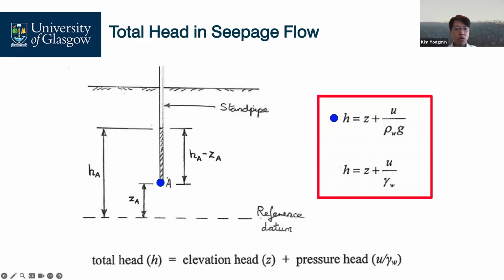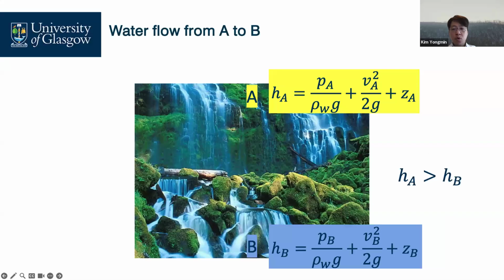To make sure that our total head HA equals the elevation head, ZA, plus the pressure head. That's all. This is fundamentals. Probably this point has total head higher than this.